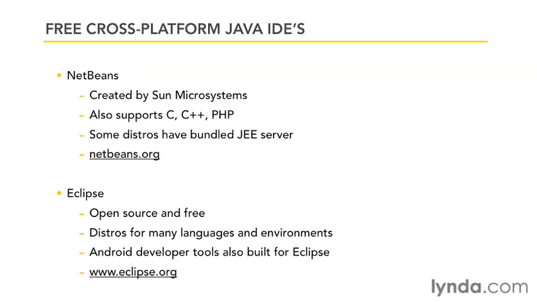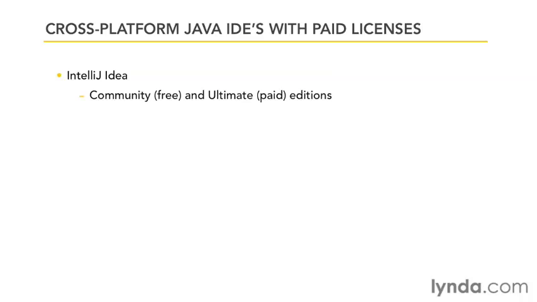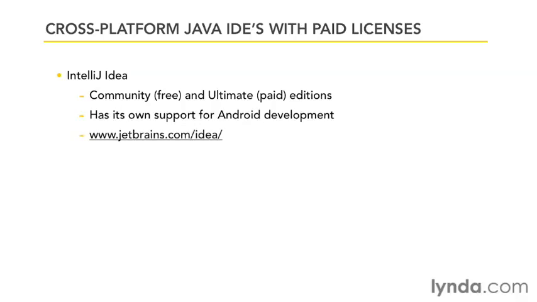Once you move out of the completely free IDEs, you start getting into a set of products that are really designed for large-scale team development. IntelliJ IDEA is the first one. There's a free version known as Community and a paid edition known as Ultimate of IntelliJ IDEA. IntelliJ IDEA has its own support for Android development, and again it's cross-platform like Eclipse and NetBeans, so you can install it for Windows, Mac, or Linux. And you can take a look at it at www.jetbrains.com/idea.